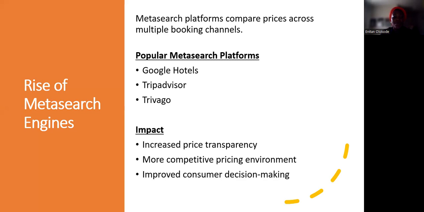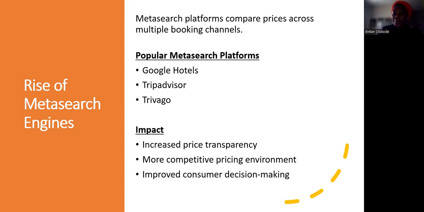Now we have the rise of meta-search engines. Meta-search engines have become highly influential in our industry's booking process, unlike the OTAs. The meta-search platforms do not usually sell rooms directly. Instead, they compare prices from multiple booking sources. That is where our distribution channel comes into play. You are registered on Booking.com, on Agoda, on Expedia, on TripAdvisor. So what they do is they compare your prices. The price synchronization has to be there. So they compare prices from multiple booking sources and direct users to booking channels.